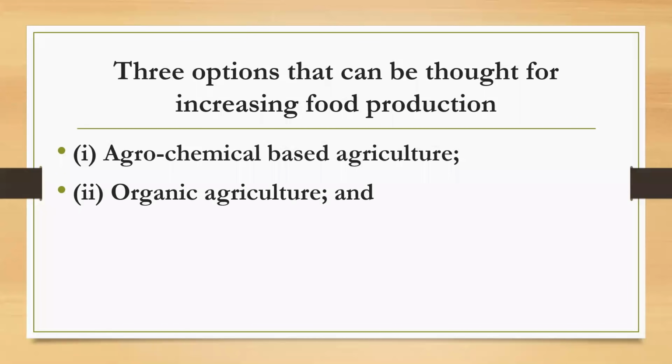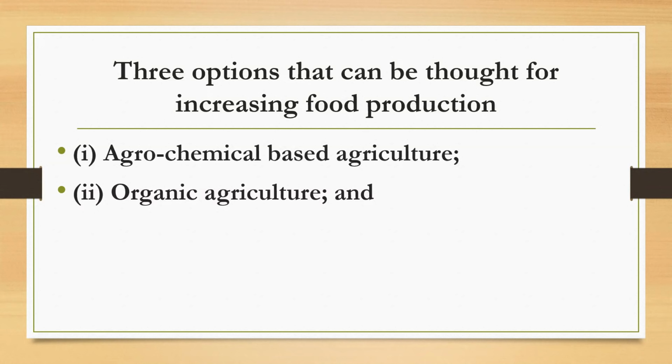The second type of agriculture is called organic agriculture. Organic agriculture is nothing but using organic fertilizers, that means biofertilizers, biopesticides, and biocontrol agents in this type of agricultural practice. So it is purely based on natural phenomena and natural resources, without using any artificially produced or synthetic chemicals. So definitely no harm to nature, but normally the yield is not up to the mark.